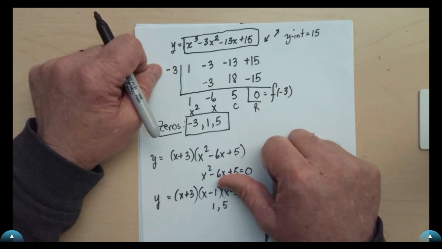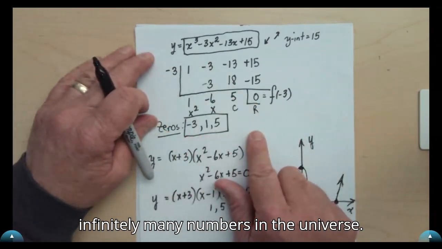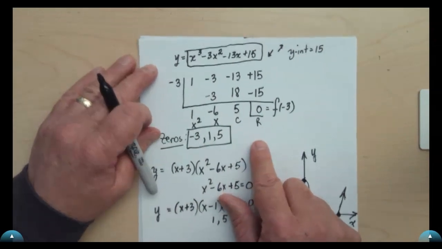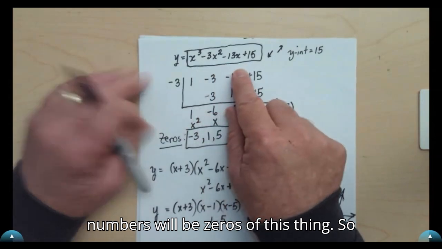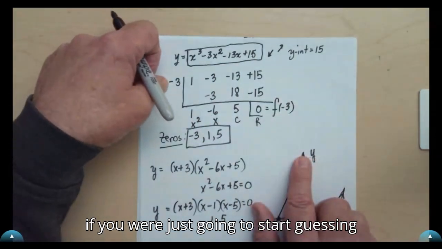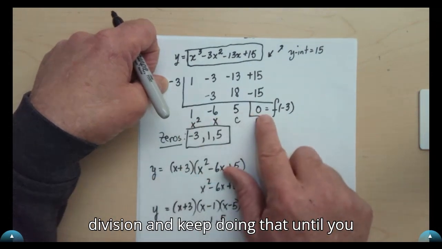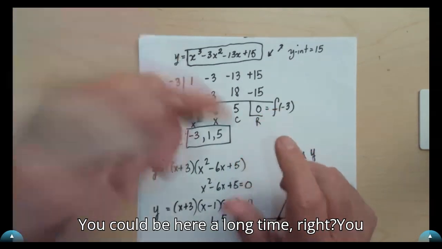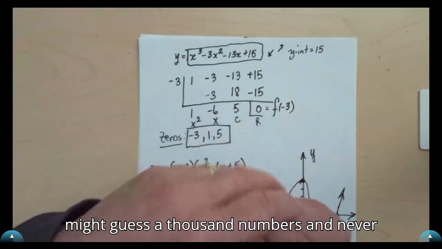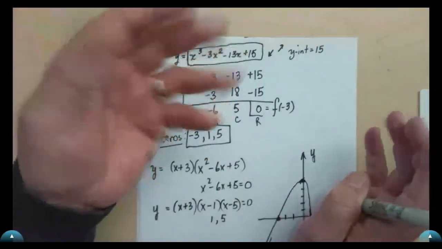And this is what I told my Monday night class. I cheated because normally, look, there's infinitely many numbers in the universe. Only 3 of those infinitely many numbers will be zeros of this thing. So if you were just going to start guessing numbers out here and doing synthetic division and keep doing that until you finally got a remainder of 0, you could be here a long time, right? You might guess 1,000 numbers and never hit one that makes it 0.